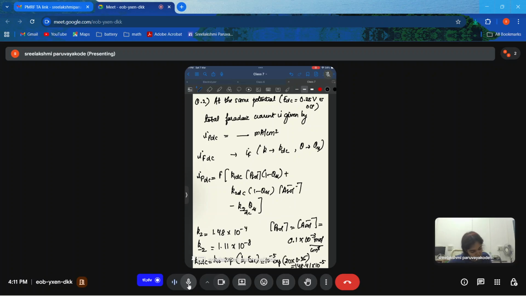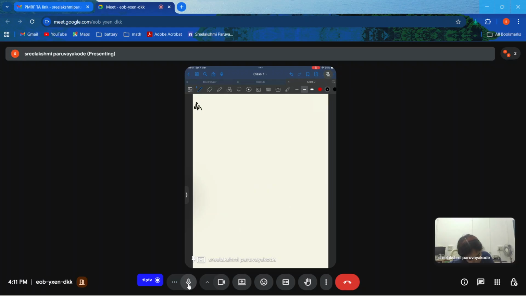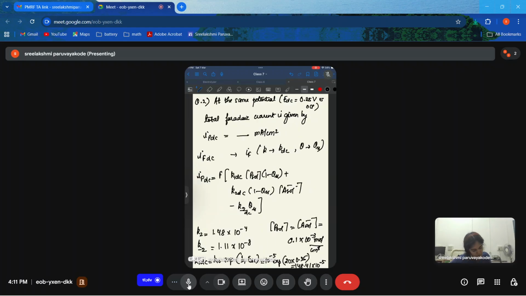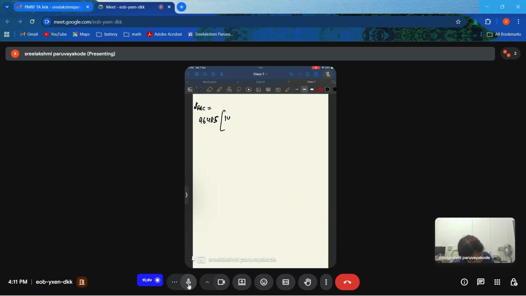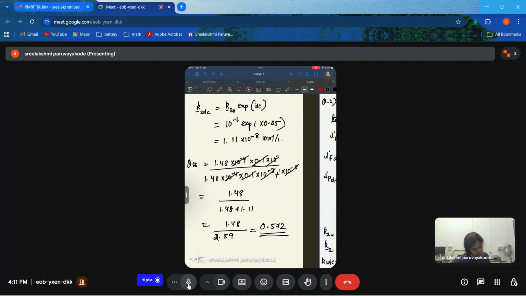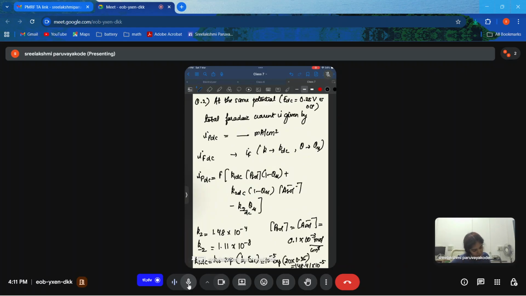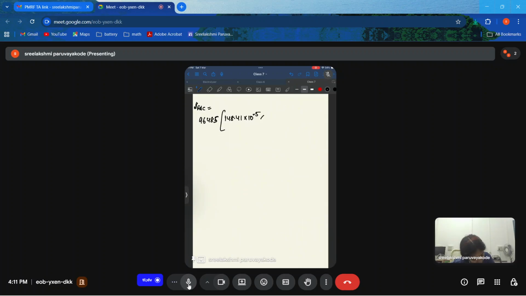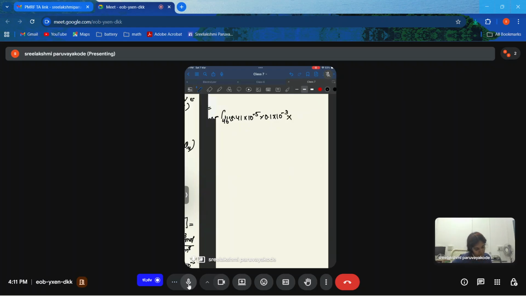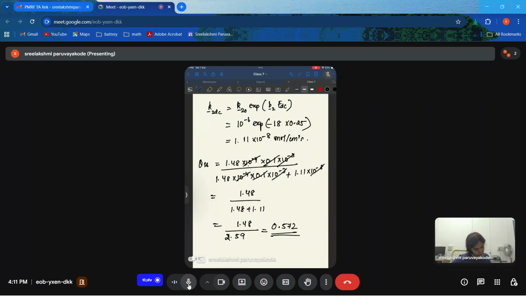Let me substitute it. F is 96,485. K1 DC is 148.41 into 10 to the power minus 5. 1 minus, okay, P solution is 0.1 into 10 to the power minus 3. Theta SS is 0.572.